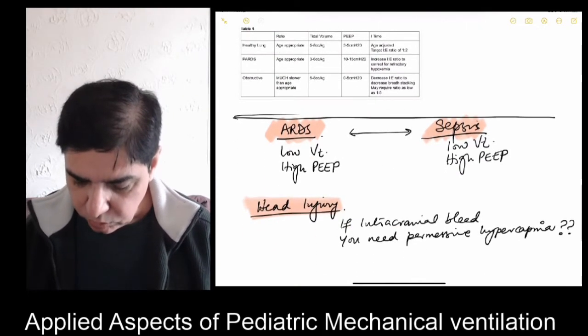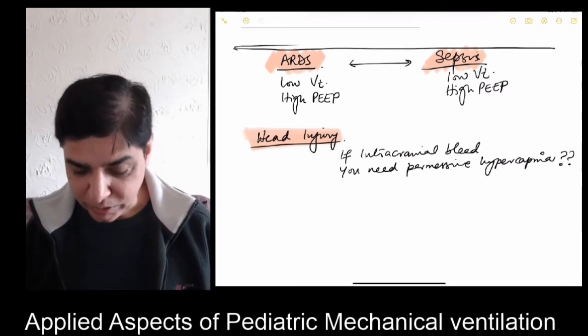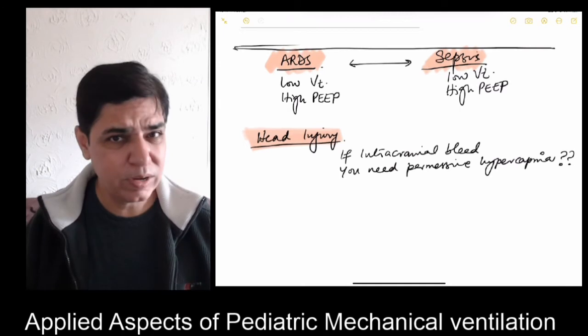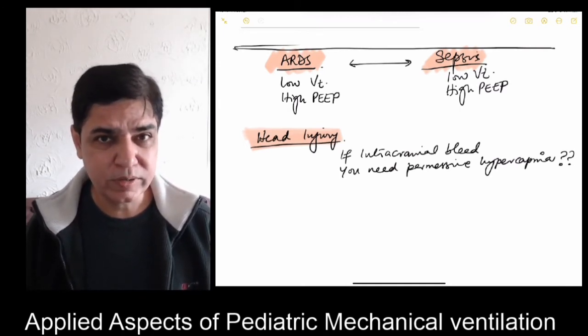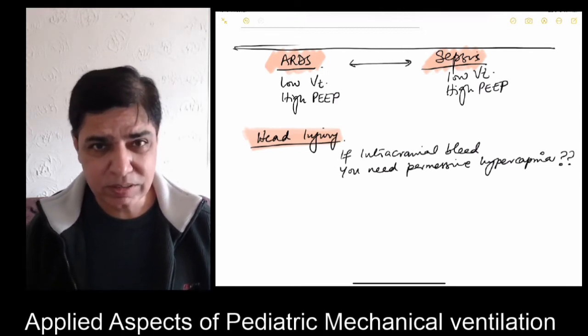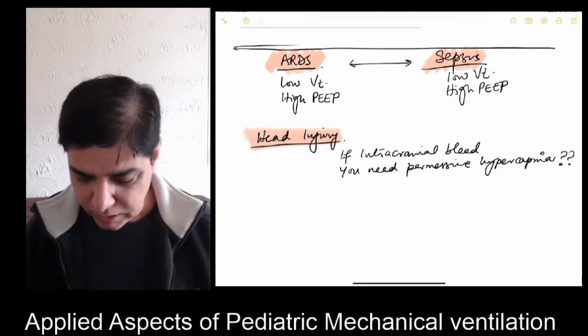Fine. Now coming down to the other conditions in which a child can require mechanical ventilation, and that is acute respiratory distress syndrome. So acute respiratory distress syndrome in very small children, in neonates or prematures, can occur because of the lack of surfactant. We call it hyaline membrane disease, and if you do the chest X-ray, complete white wash out of the lungs.